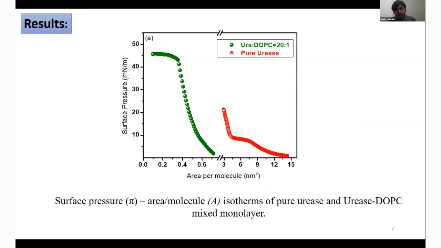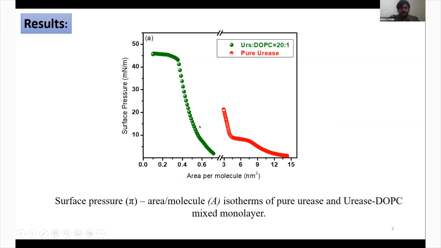Moreover, we are also going to explore how we can make very thin films, at the nanometer or angstrom level, with this urease-DOPC system. As you can see, urease, this protein, is water soluble. The red one is the water-soluble urease, and the green one is a mixture of urease and DOPC in the volumetric ratio of 20:1. When you decrease the area per molecule, we get this kind of graph.